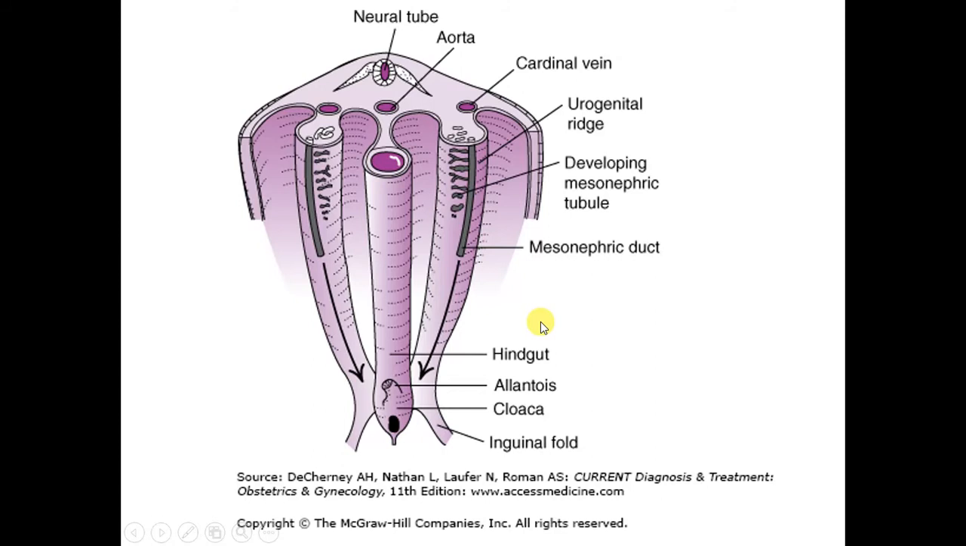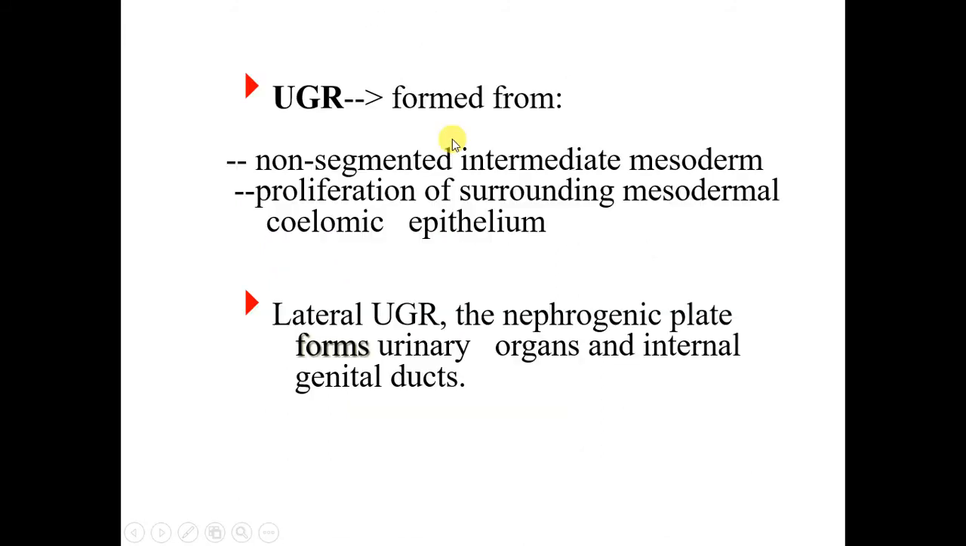And here we see it. This is the posterior cut section, showing the posterior abdominal wall, and here is the aorta. If we move laterally, this is the intermediate part and this is the lateral part. From this area, it's a longitudinal ridge. That's called the urogenital ridge. And from this urogenital ridge will develop the urinary system as well as the genital system.